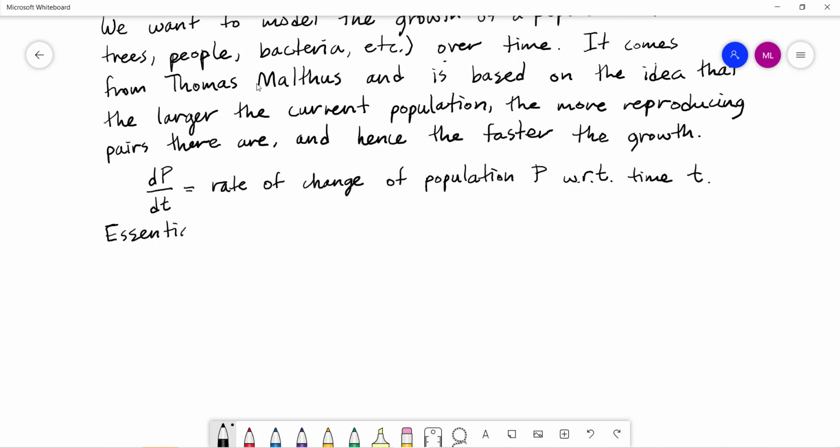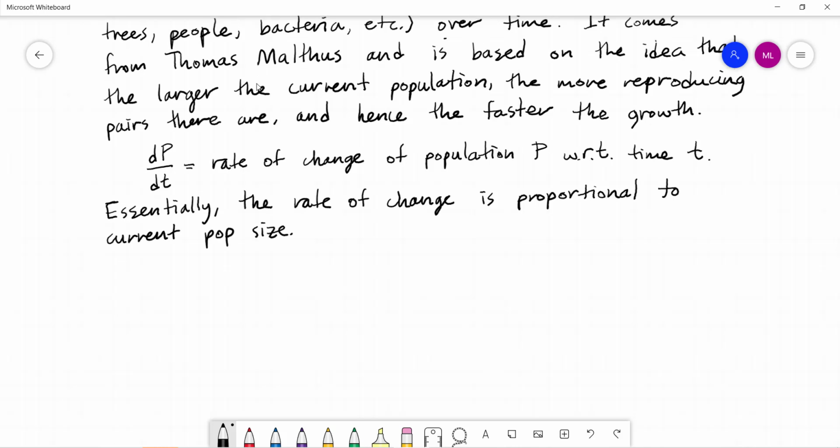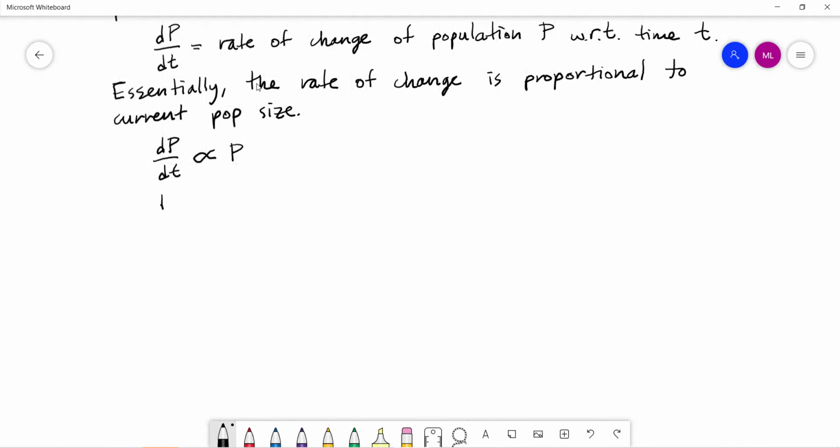So essentially, the rate of change is proportional to the current population. So again, writing that out mathematically, we have dP/dt is proportional to the current value of P. If we write that using a constant of proportionality instead, so that we can get rid of the weird proportion symbol and instead use an equal symbol, it's equal to some constant times P. That's all that it means.